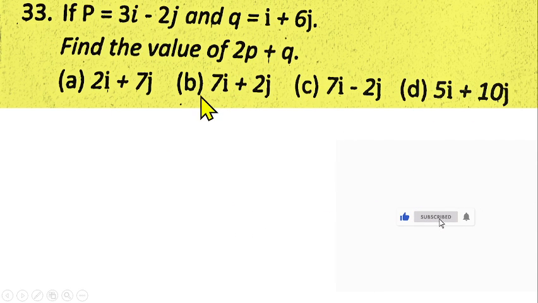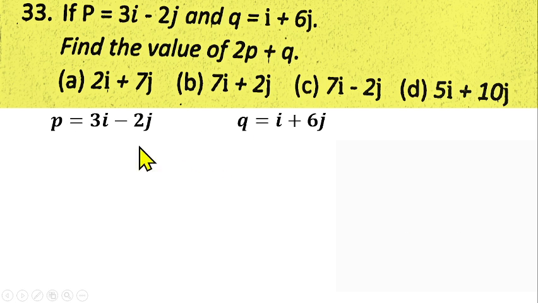Question number 33 is from vectors. We have that vector p is equal to 3i minus 2j and vector q is i plus 6j. You have to find the value of 2p plus q. So 2 is a scalar, it will multiply this vector p, then whatever you get you add it to q. So from there you are given this vector and this vector.